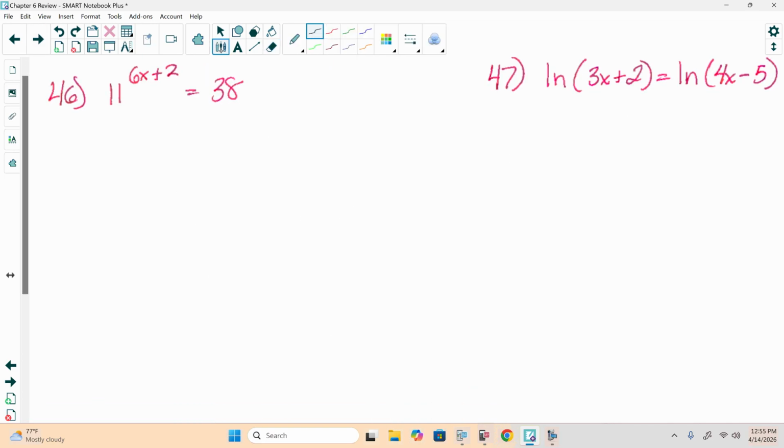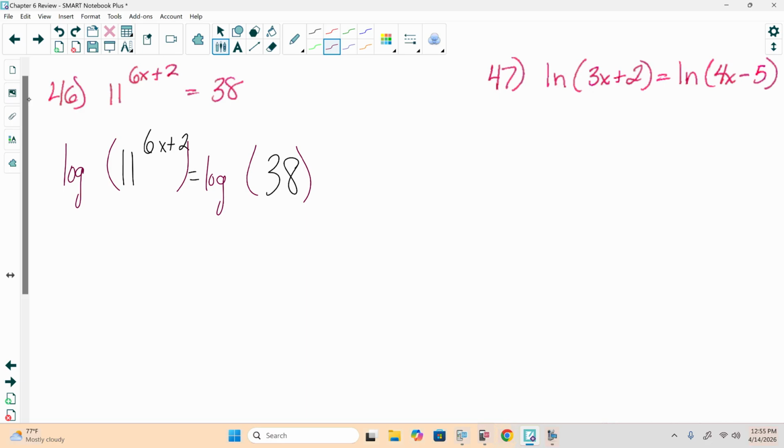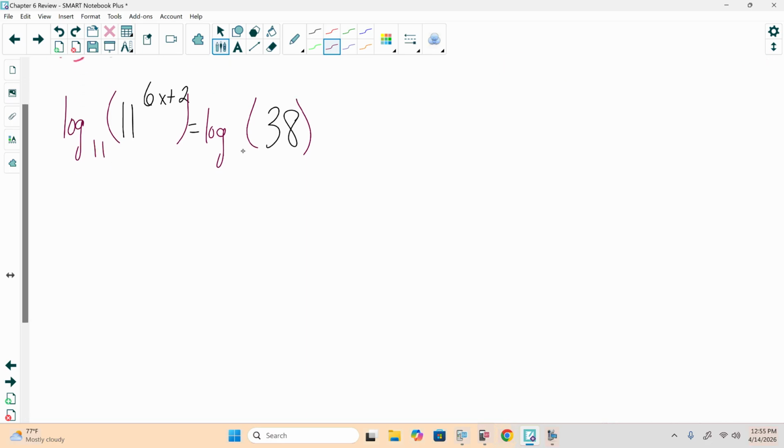Why not? Let's look at 46. 11 to the 6x plus 2 is equal to 38. Now we do indeed have one base on either side, so we don't have to move anything. We don't have to add, subtract, multiply, divide. We can go on and apply a logarithm to both sides. Specifically, log base what? 11. And for the left-hand side, we're going to take that exponent and move it to the front.